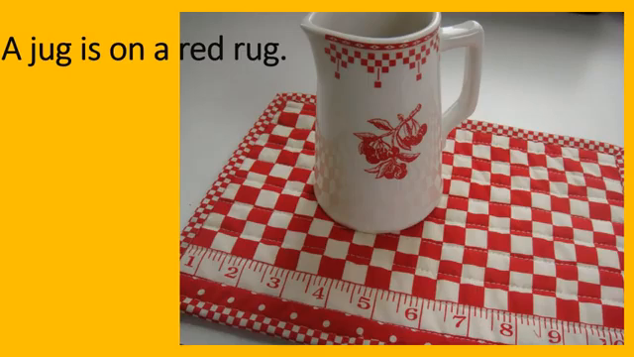Where is the jug? A jug is on a red rug. Can you see the jug on the red rug? So the sentence will be, a jug is on a red rug.